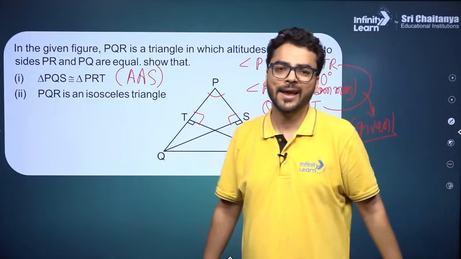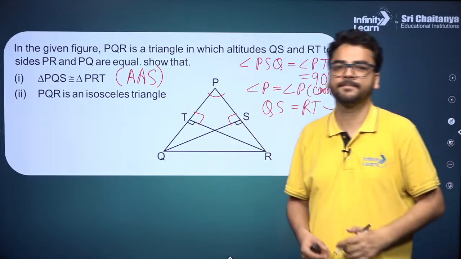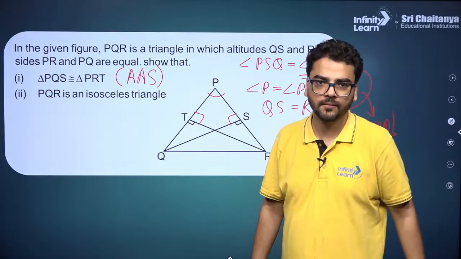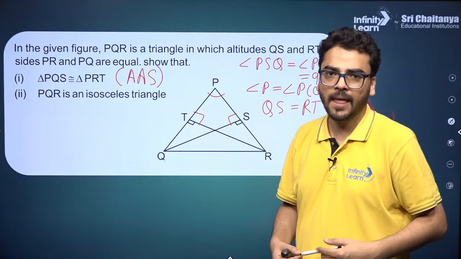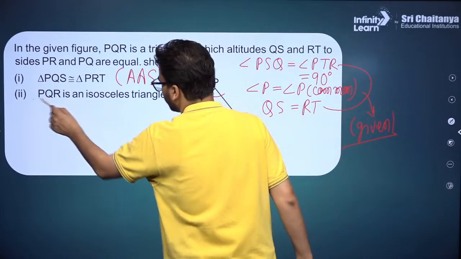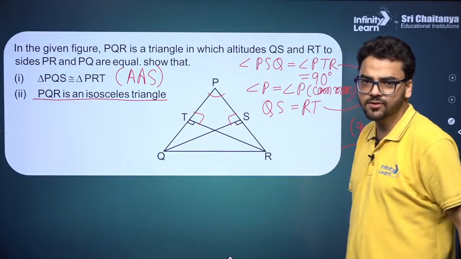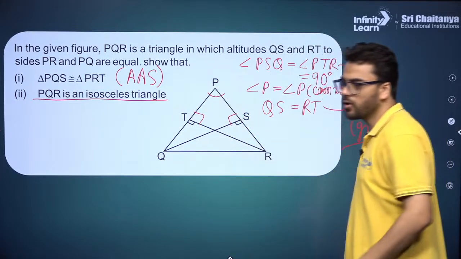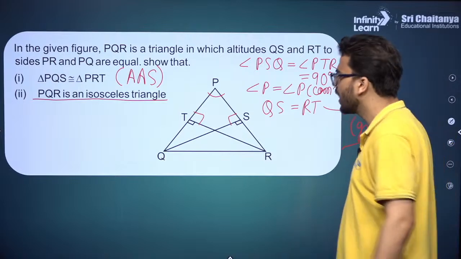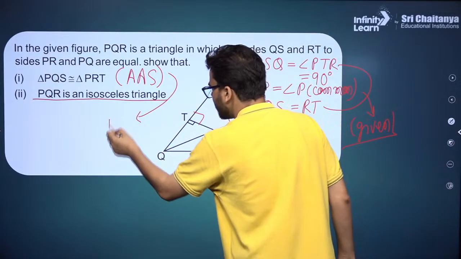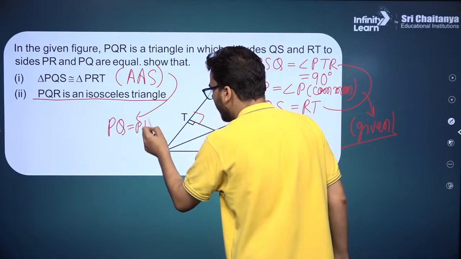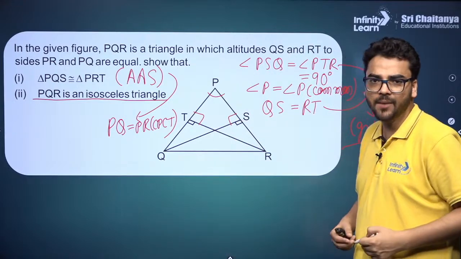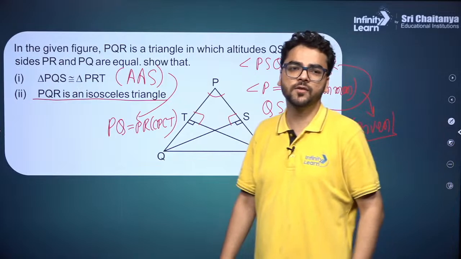Any doubt in this question? I hope this is clear. Now the second part of the question is to prove that PQR is an isosceles triangle. We have proved PQS and PRT to be congruent by the AAS congruency criterion. So can we say that PQ is equal to PR by CPCT? Because they are corresponding parts of congruent triangles.